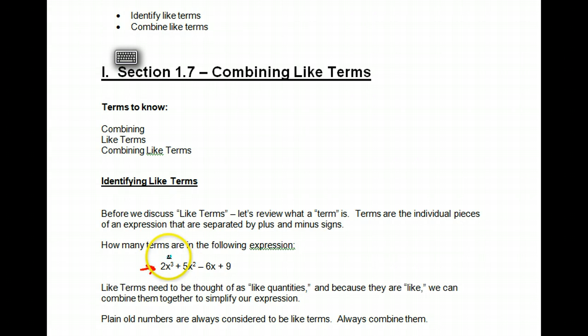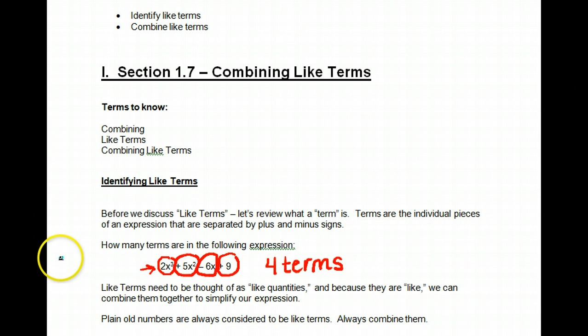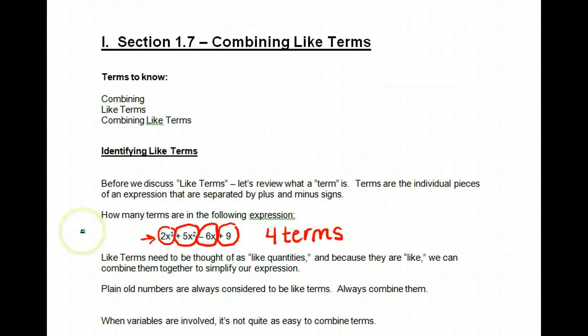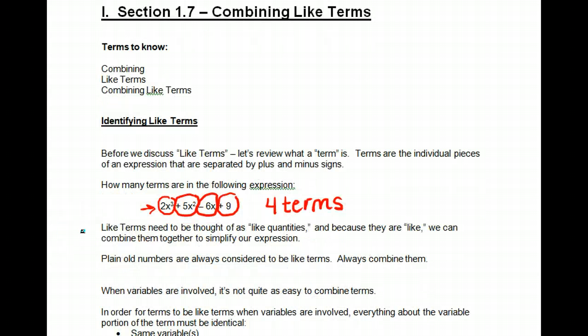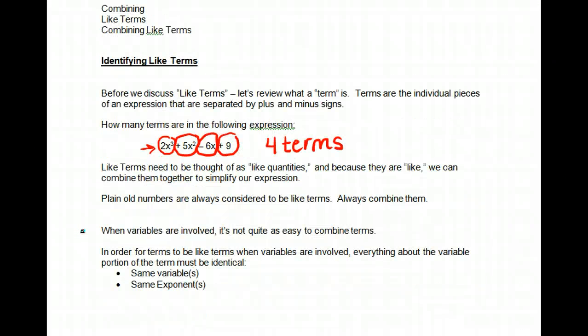Well, keep in mind that I said that we're going to separate them according to their plus and minus signs. So the first term is a positive term because there's nothing in front of it. The second term is also positive because there's a plus sign directly in front of it. The third term is the negative 6x, and the last term is the positive 9. So you can see that there were 4 terms in that expression, and they were separated by their plus and minus signs. Now that we know what a term is, let's start talking about like terms.